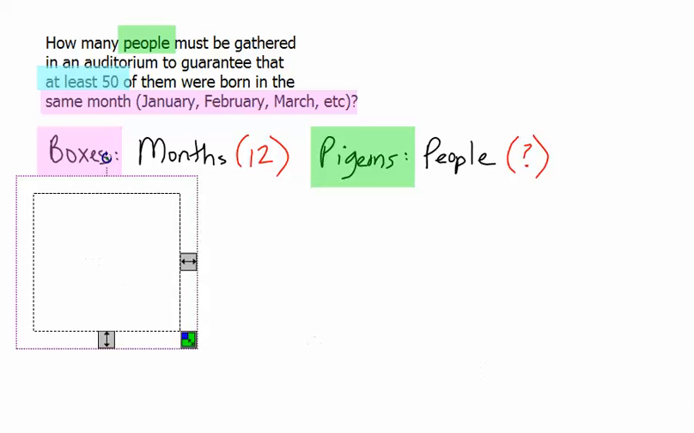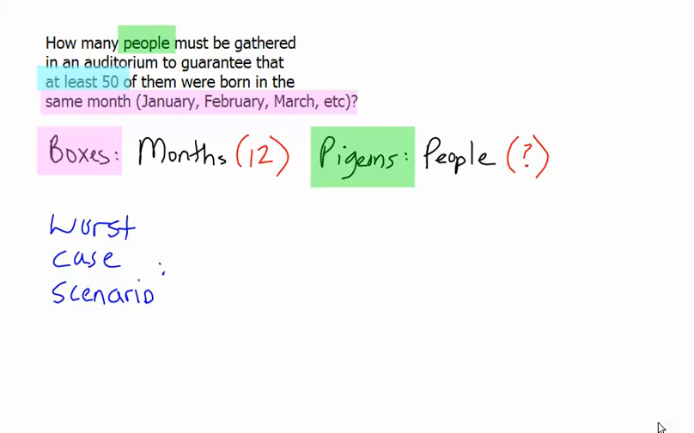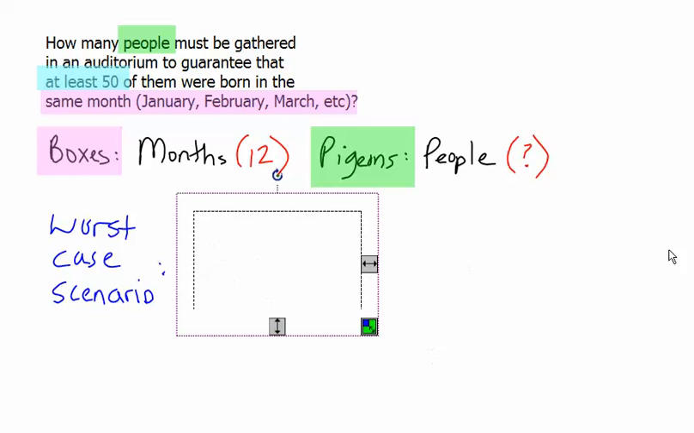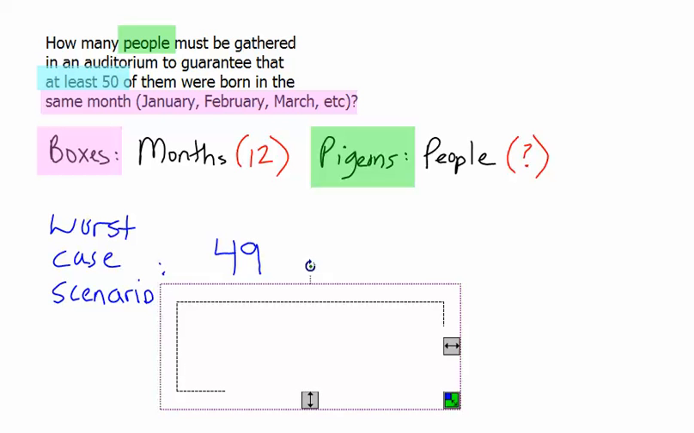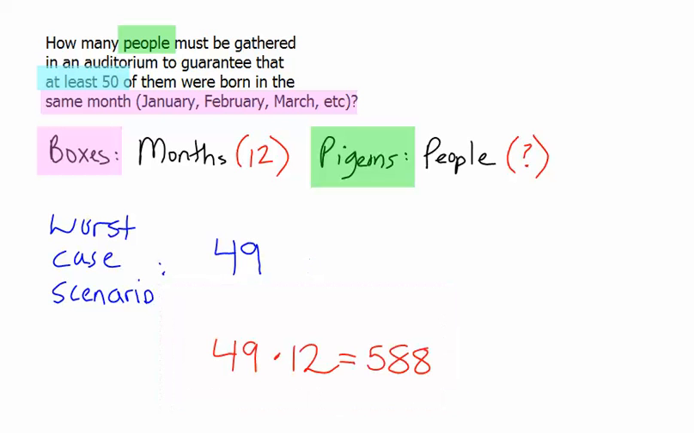When doing this, we must use the worst case scenario. And the worst case scenario is simple. What's the most people that could be gathered and yet have our question be false? Well, if we had 49 people born in each month, this question would be false, and that would be the most people for the question to be false. So we take 49 people per month, our worst case scenario.